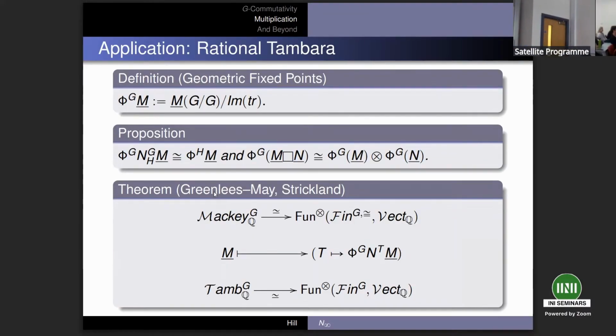All right, so let me give you an example, an application, and the application is to rational Tambara functors. So if I rationalize this, this also lets me mention that a lot of what Mike talked about yesterday, I can redo in the algebra.